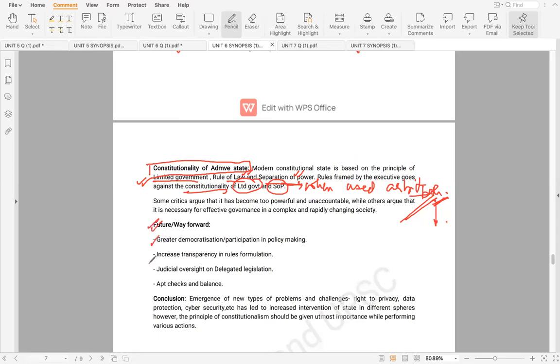Greater democratization of participation, increasing transparency, judicial oversight, checks and balances, committee on subordinate legislation, necessity to review the delegated legislation by the committees, etc.